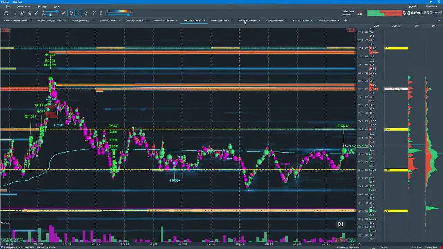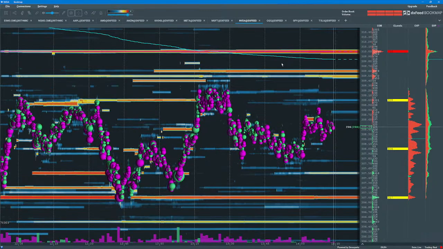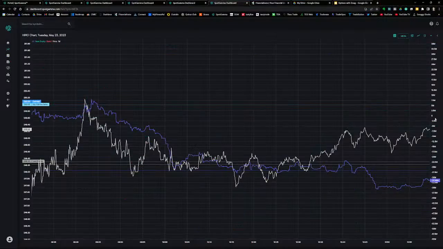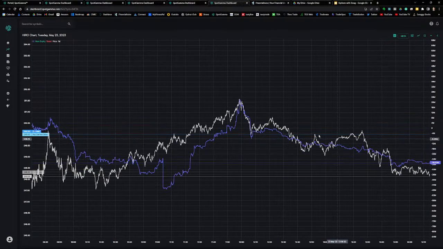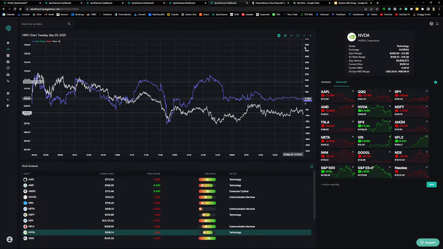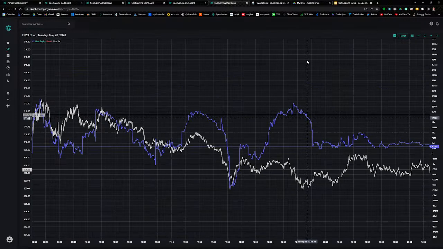And another one, let's take a look at NVIDIA. Let's go back and take a look at Hero. So there's Meta, really Hero supporting, and the way I see this, more short setups. And let's go to NVIDIA. And NVIDIA, I also see this as confirming shorts.